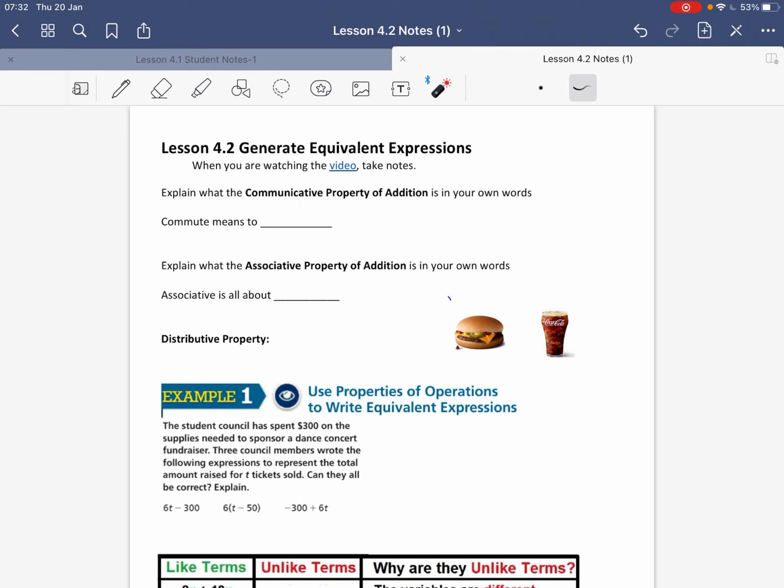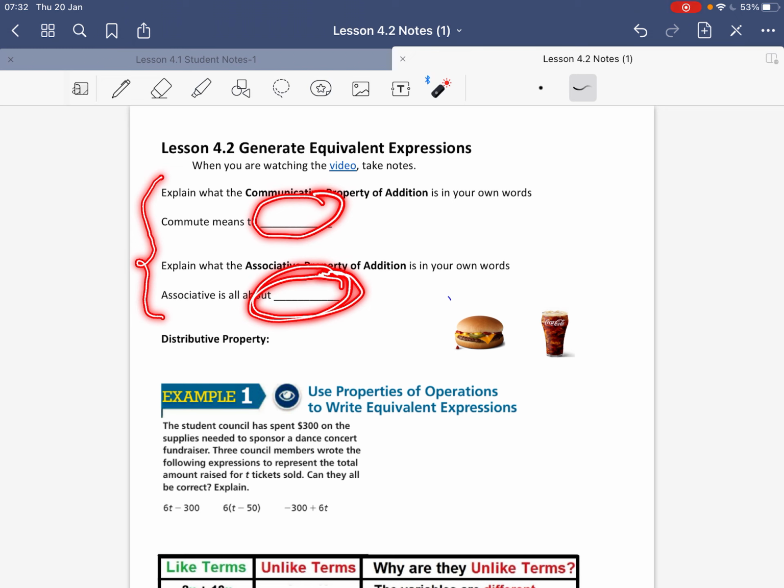So this first portion here, this lesson, we're going to be looking at lesson 4.2. We're going to generate equivalent expressions. So you're going to watch a video and take notes from that video. So like a video inside this video. You're only filling in these two parts: commute means to what, associative means to what.